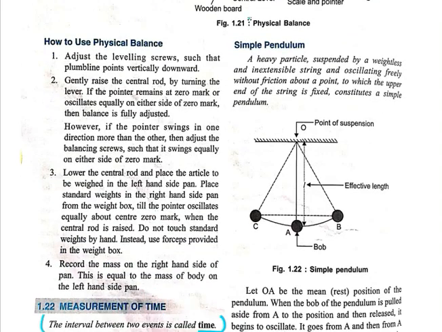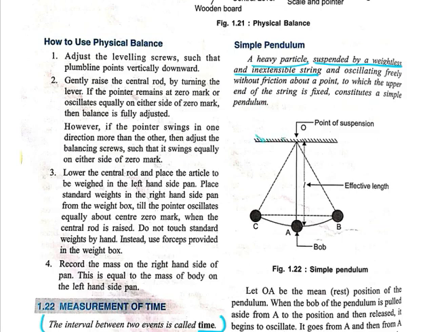Now we need to know what a simple pendulum is. Mainly we can see a pendulum in a clock tower or in our house, in the clock. So what is a simple pendulum? It is a heavy particle suspended by a weightless and inextensible string and oscillating freely without friction about a point to which the upper end of the string is fixed.